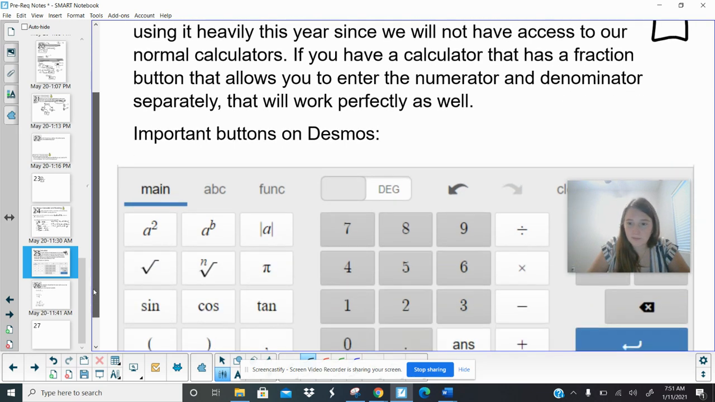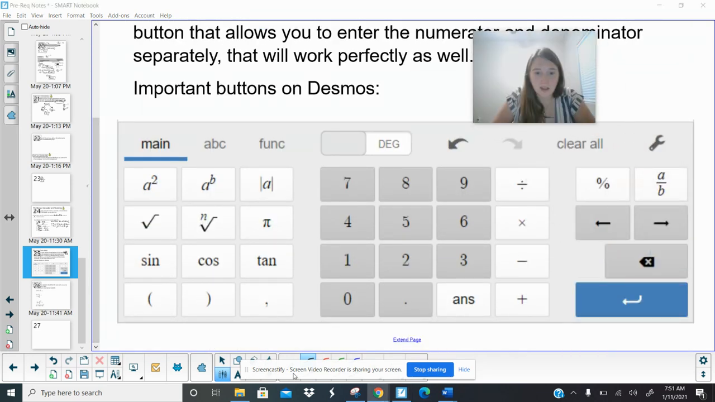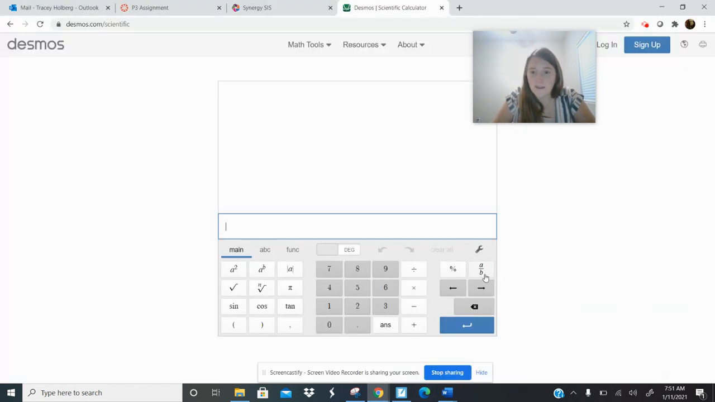Oh man, I just realized I erased some stuff. That's okay. This is the fraction button in Desmos. So if you notice, I'll go ahead and show you here. If I click it, there it is. It allows me to type the bottom and the top, the numerator and the denominator. So if you have a calculator, but it does not have that button, use Desmos. Yeah, it's not going to be as easy to use.